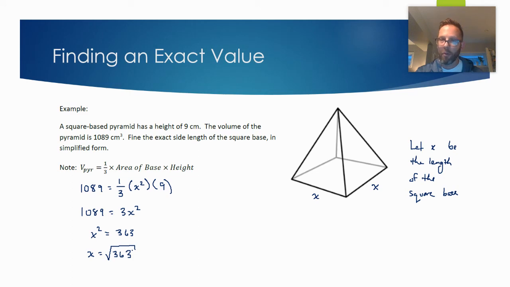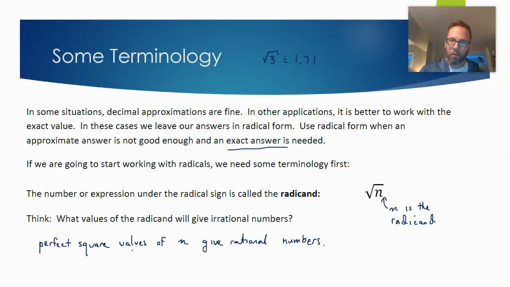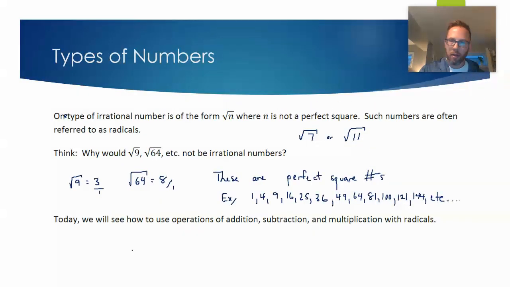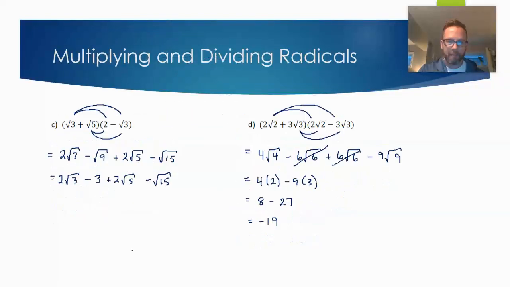Is there a perfect square number that goes into 363? Now, there is. Can you find the biggest one? So maybe pause the video and maybe go way back to here. I've listed all the way up to 144. Can you find one? And pause when you're ready.